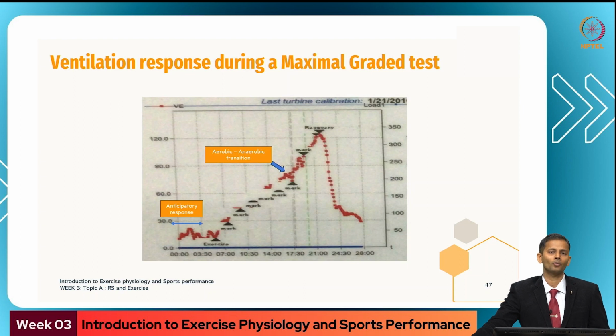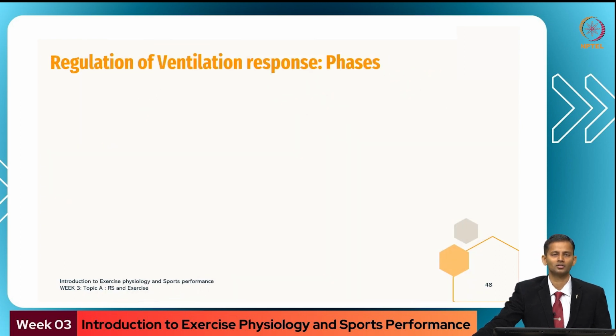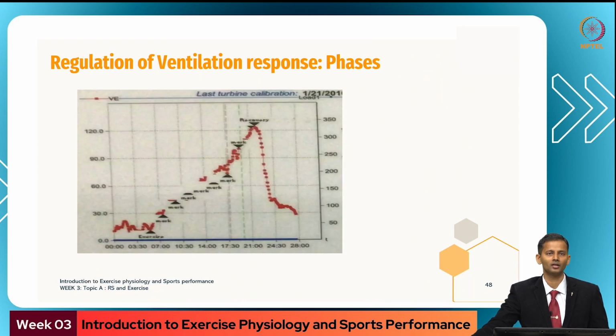This particular point is called the aerobic to anaerobic transition point, from which you see a drastic improvement in the ventilation. There is a gross improvement in the ventilation, and it reaches a point of maximum where the individual reaches complete exertion, and thereafter the individual voluntarily decides to stop the exercise. From that point onwards, the recovery aspect starts. So let's see these various phases in detail.